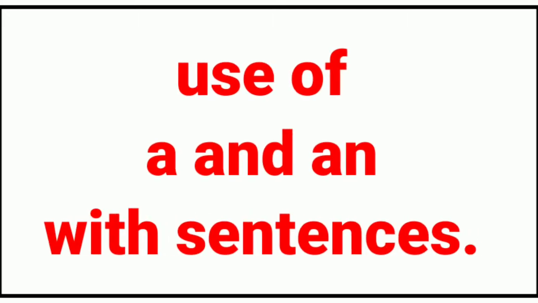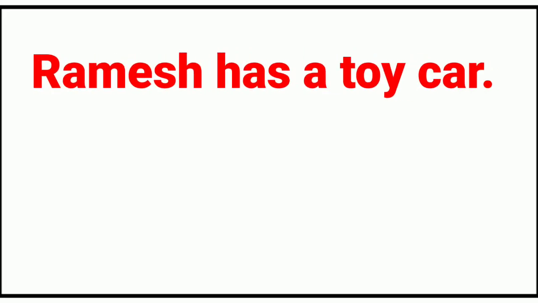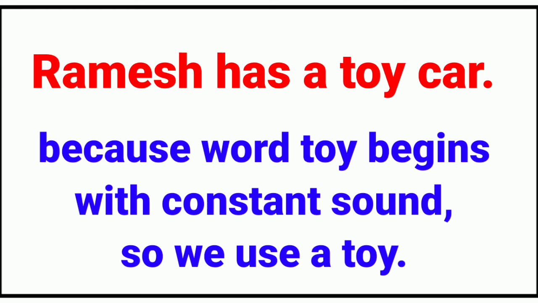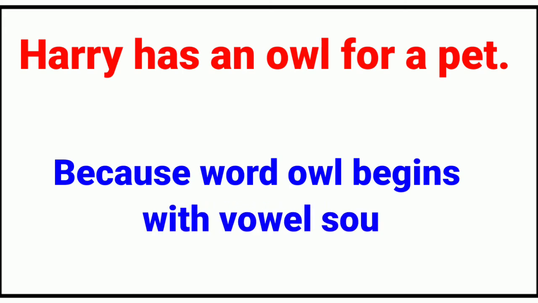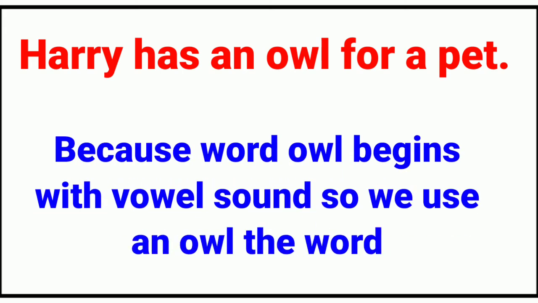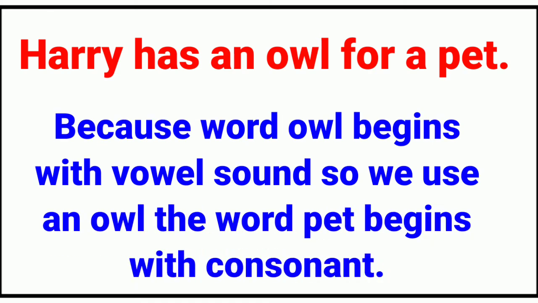Now let's see the use of a and an with sentences. Ramesh has a toy car. The word toy begins with a consonant sound, so we use a toy. Harry has an owl for a pet. The word owl begins with a vowel sound, so we use an owl. The word pet begins with a consonant sound, so we use a pet.